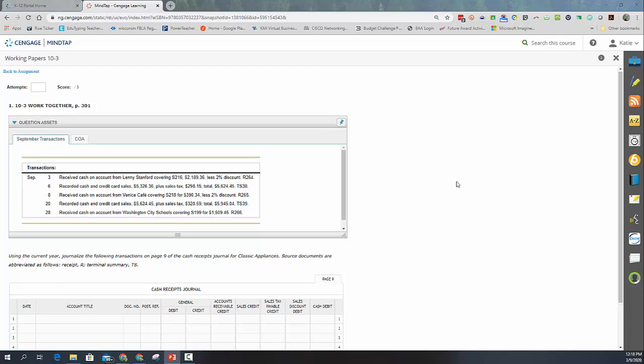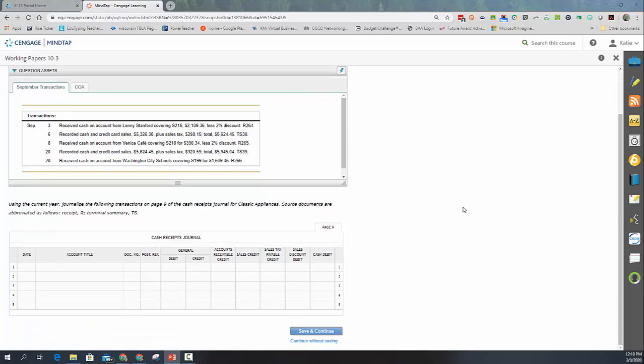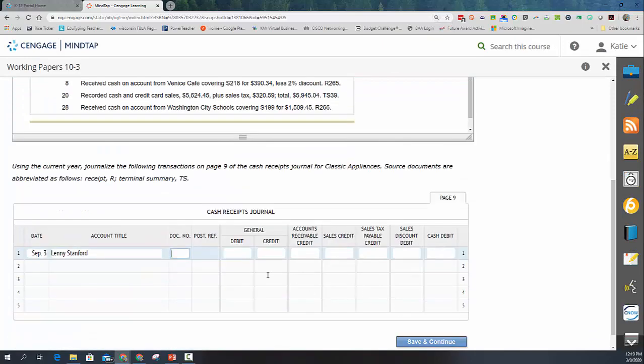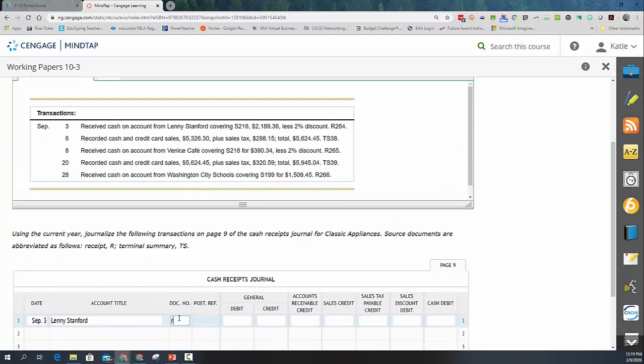So on September 3rd, receive cash on account from Lenny Stanford, covering S216 for $2,189, less a 2% discount for R264. So I'm going to get the month on there of September, the 3rd. Account title is going to be Lenny Stanford. My doc number is going to be R264. Now, accounts receivable is going to be $2,189.36, the amount that was given to us.